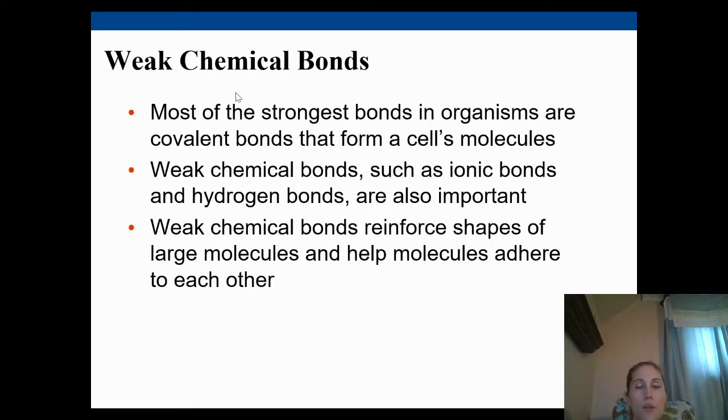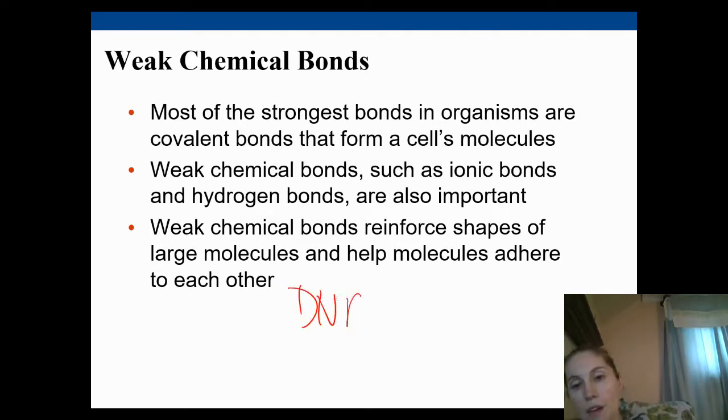All right, so then you have some weaker chemical bonds, and they are not as strong as covalent, they're not as strong as ionic ones, so they're more easily broken. When we get to DNA and things like that, we're going to reference these, and they have to be weak in order for those molecules to be opened up. The covalent bonds need to be strong so that the actual nucleotides don't fall apart. So weak chemical bonds reinforce shapes of large molecules, specifically like DNA that we were just saying.